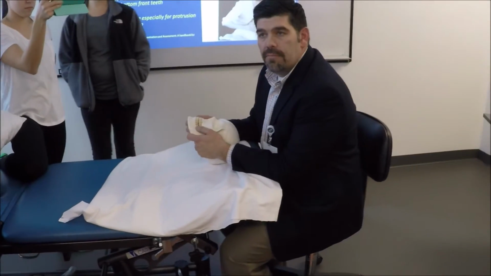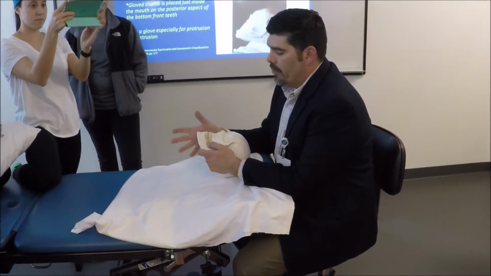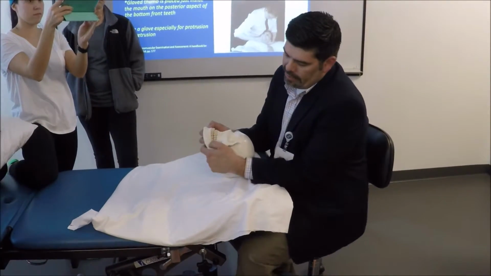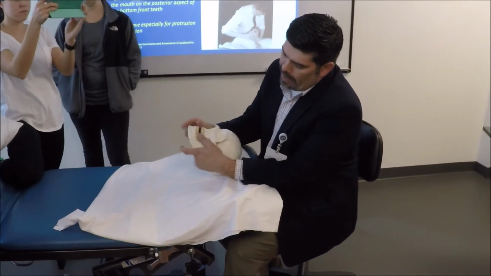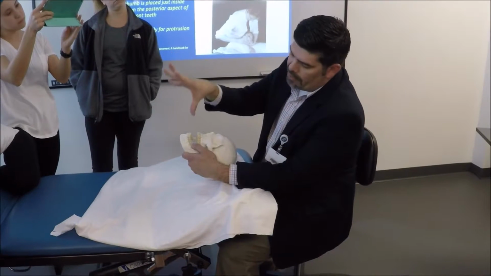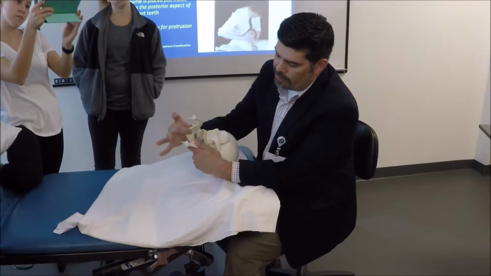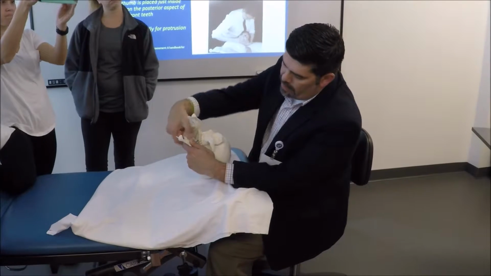Protrusion gets a little bit difficult because you got to get your hand in there. So for protrusion, one hand is going to stabilize the skull, open up the mouth. Thumb with the glove on is going to grab right here into the anterior aspect or the posterior aspect of these first couple teeth, that first row.